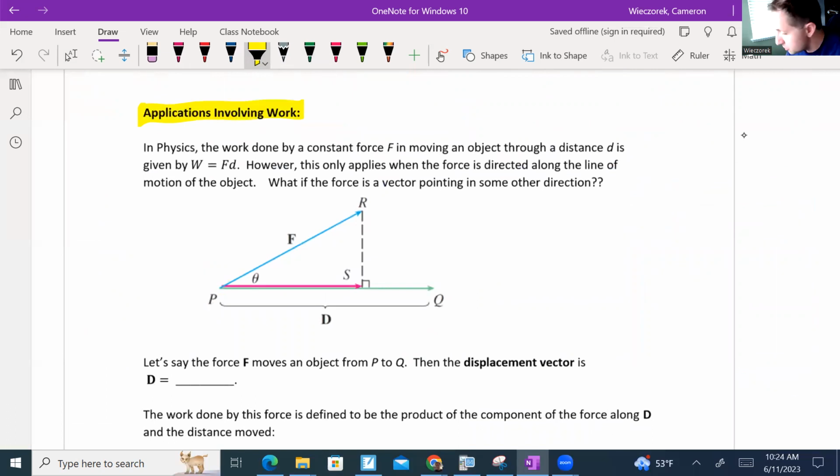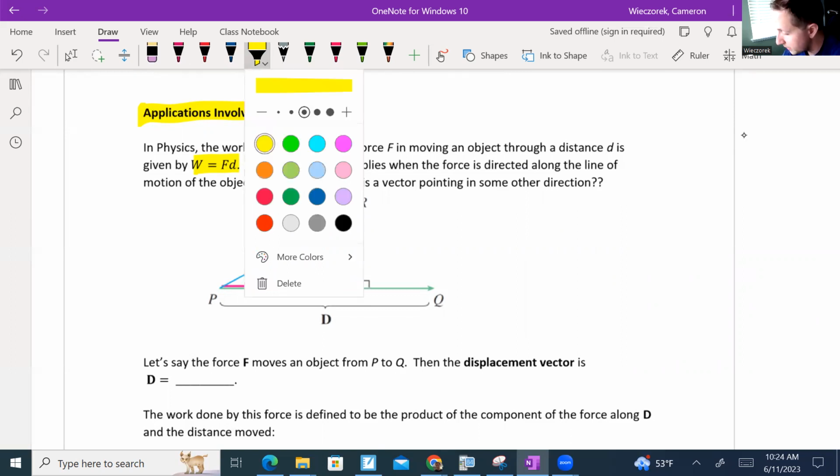One application you could see with this involves the concept of work. So in physics, you've probably done some work with work. The work done by a constant force in moving an object through a distance d is given by force times distance. Now, that only makes sense when the force is directed along the line of motion. So if the force is moving in the exact same direction as the object itself. But what if the force is pointing in a different direction?